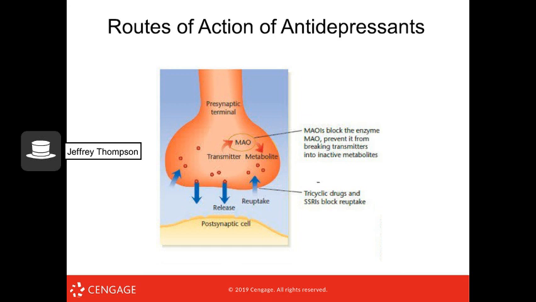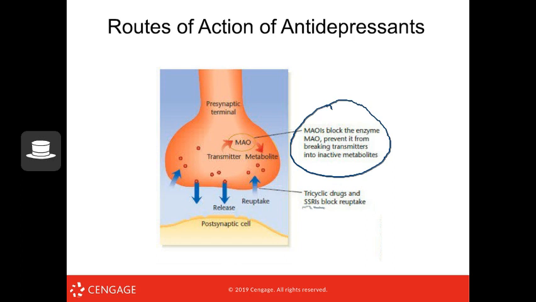Tricyclics, SSRIs, and SNRIs are going to work on this reuptake process, and they're going to block reuptake, right? That's why they're called selective serotonin reuptake inhibitors or serotonin norepinephrine reuptake inhibitors. They're blocking that reuptake process. MAOIs, or monoamine oxidase inhibitors, block the enzyme monoamine oxidase, which breaks down our neurotransmitters into inactive substances. So if you're blocking the breakdown of neurotransmitters, more are going to be available to release into the synapse.